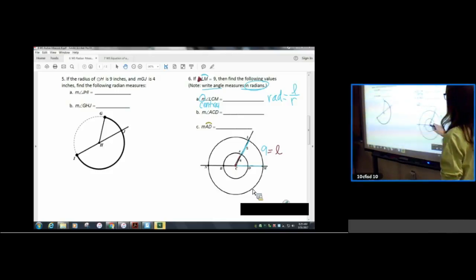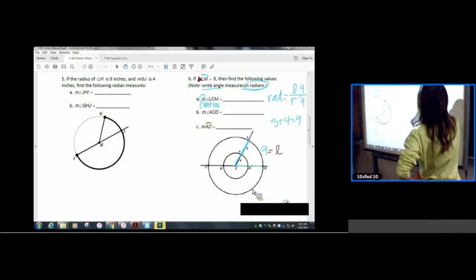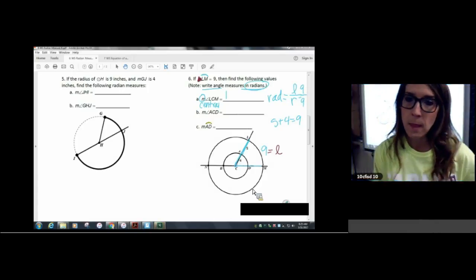The radius of circle C, well, there's a few circle C's, but the radius of that circle is 5 plus 4. So the radius is 9. The arc length is 9. The radius is 9. So the measure in radians of the angle is 1.